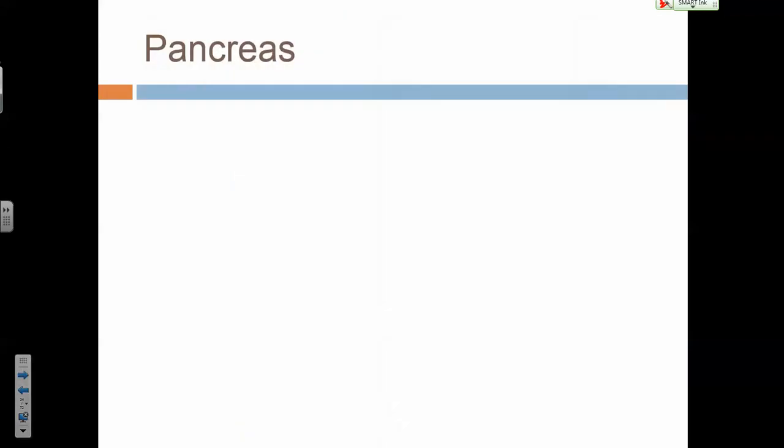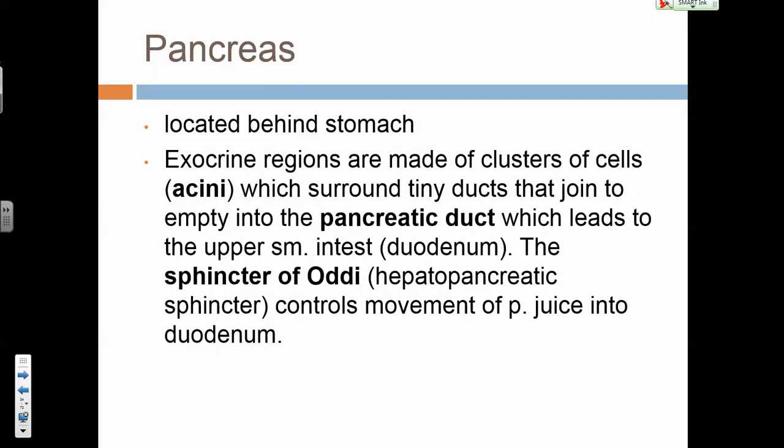All right, our next organ, we're going to get off of the digestive alimentary canal and now talk about some accessory organs, because the next place the food's going to go is the small intestine. And when it gets to the small intestine, it's going to receive some juices from some of these other accessory organs. One of those being the pancreas. Pancreas we already studied as an endocrine organ, so you know where it's located. But it also is an exocrine organ because it produces a juice called pancreatic juice.